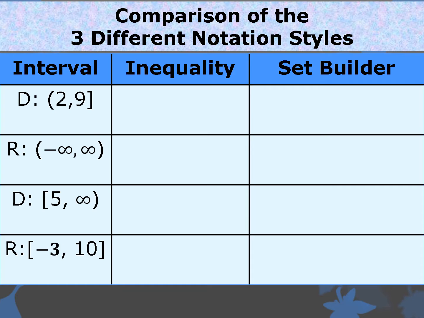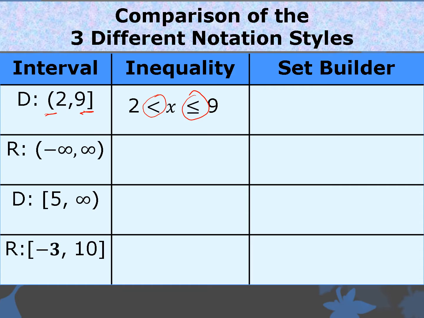So when I convert this to inequality notation, it's going to look like this. My smallest number is on the left, 2. My largest value is on the right, 9. And here's how we derive the symbols, because X is in the middle, because it's the domain. 2 has a parenthesis, so that's why we used strictly less than. 9 had a bracket, so that's why we use less than or equal to.